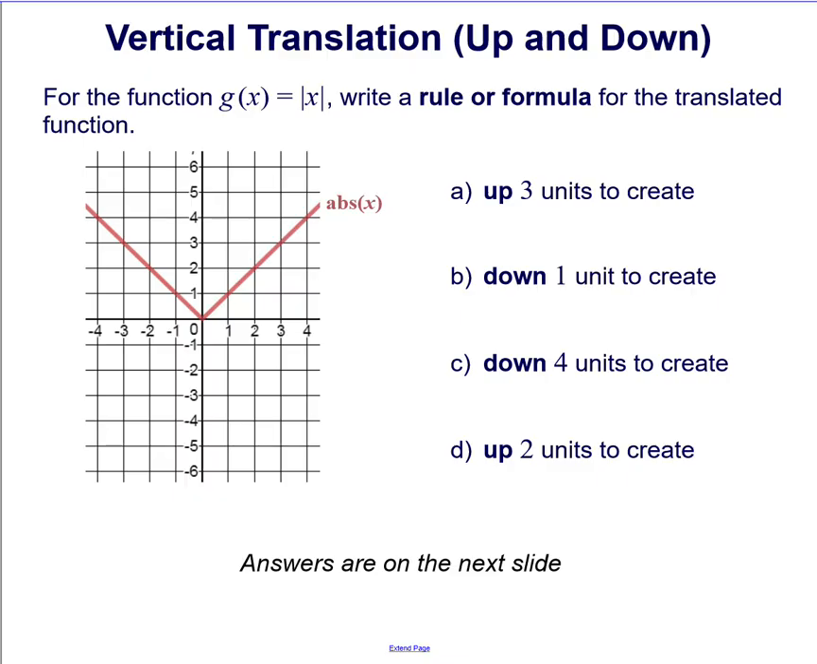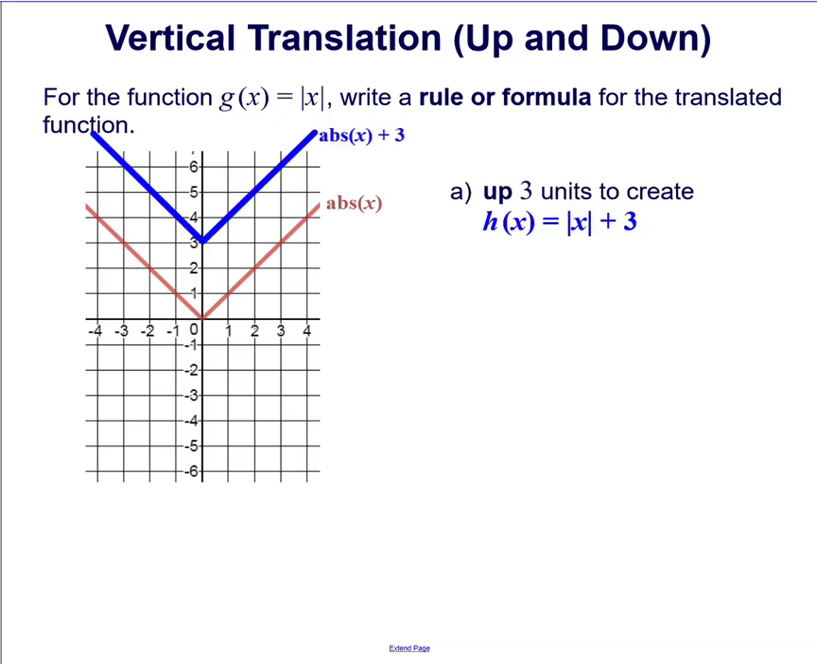For the function g of x equal to the absolute value of x, write a rule or formula for the translated function. We have 4 different translations which we are going to go through and create a rule for each one. The first one, we're going to move it up 3 units. So we'll have the new rule, h of x, was the original absolute value of x plus 3. Notice that the graph of the original function has been translated up 3 units.